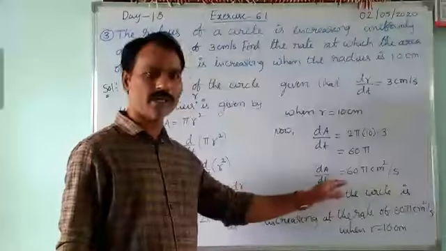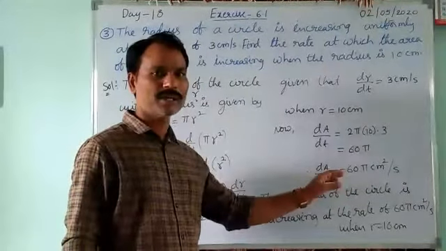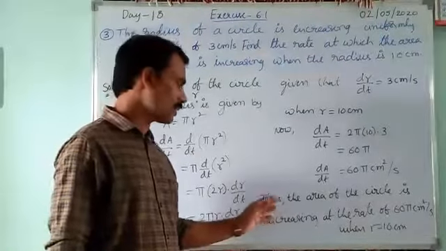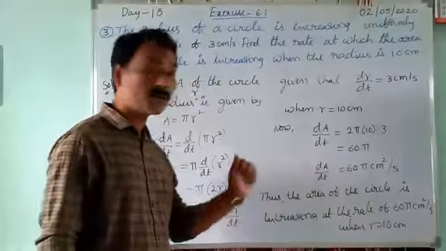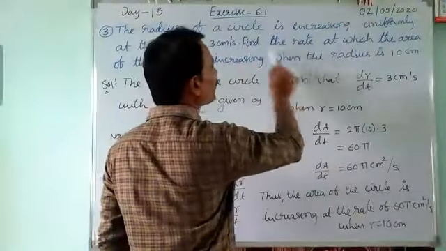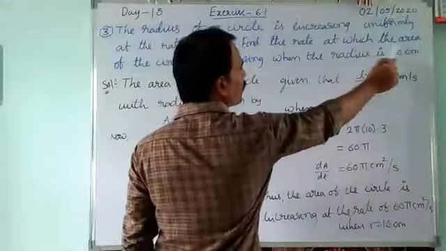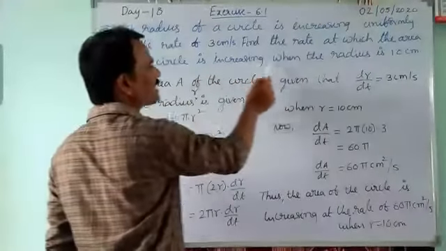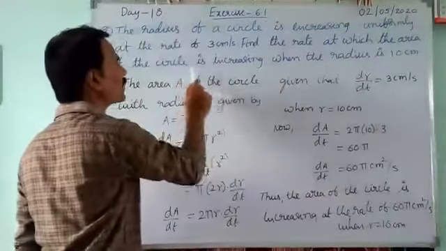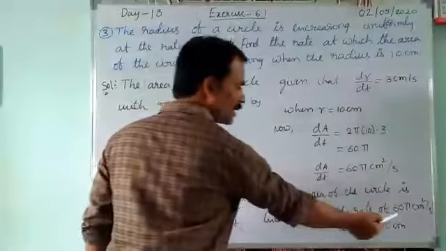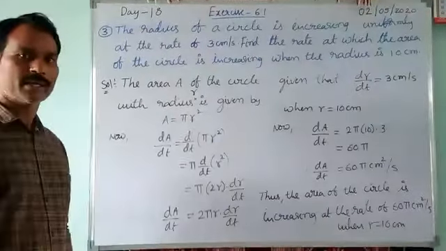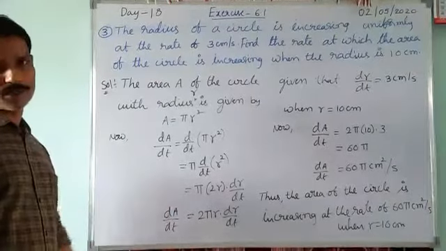You can stop here for learning. But in public examination, we should definitely write a conclusion. Observe how we have to write it, guys. The area of the circle is increasing at the rate of 60 pi centimeter square per second when r is equal to 10 centimeter. Like this, you can conclude the problem.